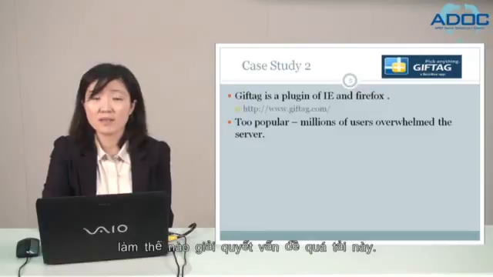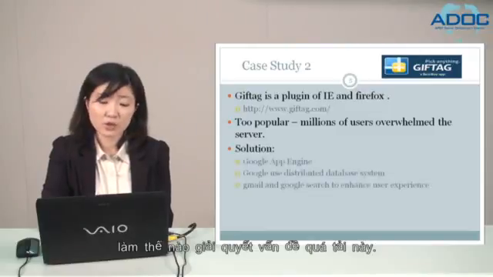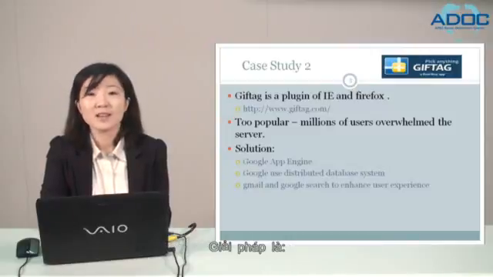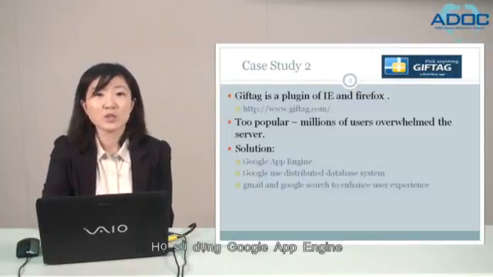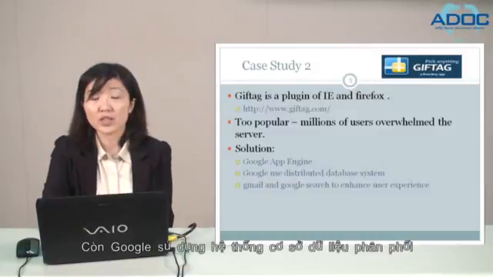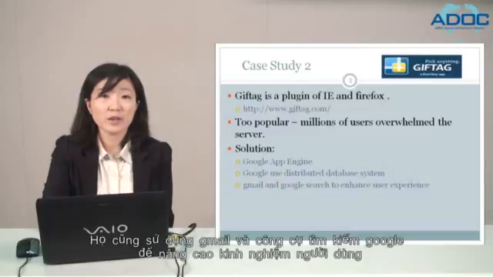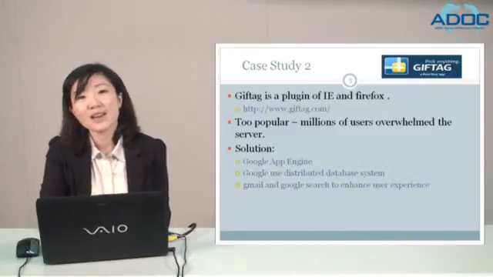So then how did they solve this overloading problem? The solution is that they use Google App Engine. And Google uses a distributed database system. And also they use Gmail and Google Search to enhance user experience.